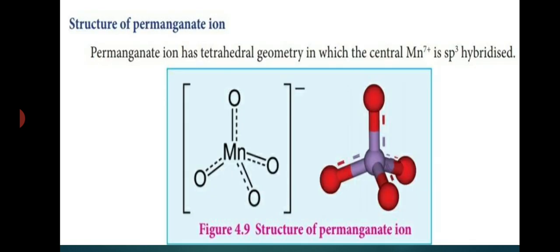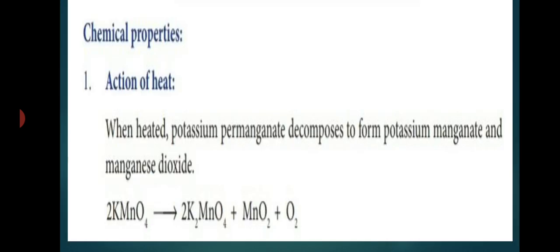Then the structure of permanganate ion. It has a tetrahedral geometry in which Mn7 plus is sp3 hybridized, that is, manganese at the center and 4 oxygens in the tetrahedral geometry. Then chemical properties, action of heat. When potassium permanganate is heated, it is decomposed to give potassium manganate, manganese dioxide and oxygen.